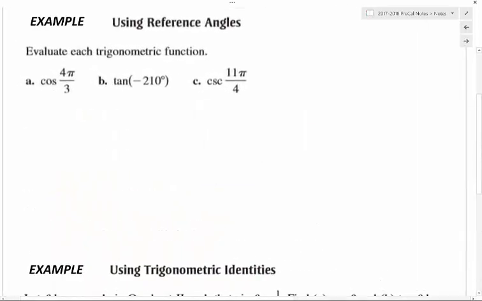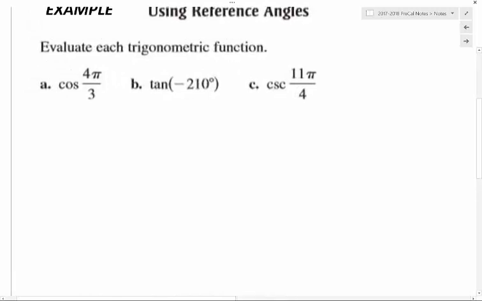So evaluate the trig function of each of these. Well, the cosine of 4 pi over 3, if I were to put that back in degrees so you can see what it looks like, 4 pi over 3 times 180 over pi is 240 degrees. If I were to graph 240 degrees, it goes beyond 180, and it goes over to here, and it's somewhere over here.